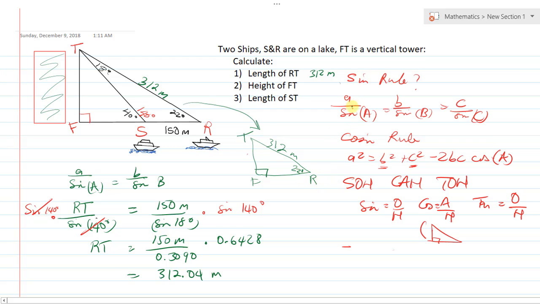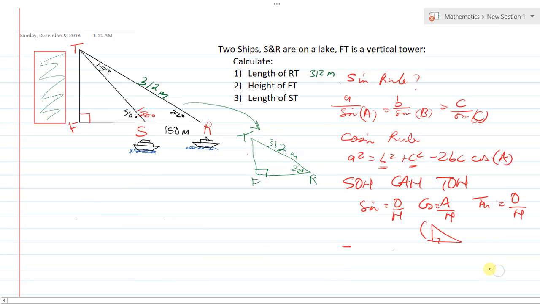Now, should we use sine, cosine, or SOHCAHTOA? Now, can we use sine? Do we have the ability to use sine? I think we can use the sine rule. Okay, we can use the sine rule. We could also use the SOHCAHTOA rule, which may be shorter, but let's try and use the sine rule first.